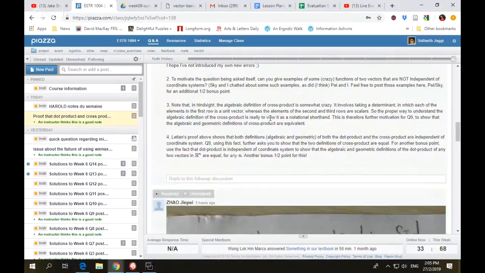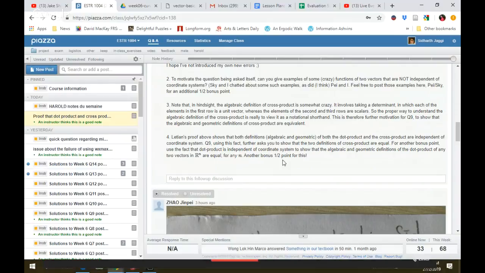Using this bonus point is using this fact that both dot products and cross products are independent of coordinate system. Question 9 has asked you to prove that the two definitions of cross product are equal. So for a separate bonus half point, we're asking you to prove that the two definitions of dot product are equal, and the proof is actually already in some sense hidden within this proof. It's a small part of this proof already.